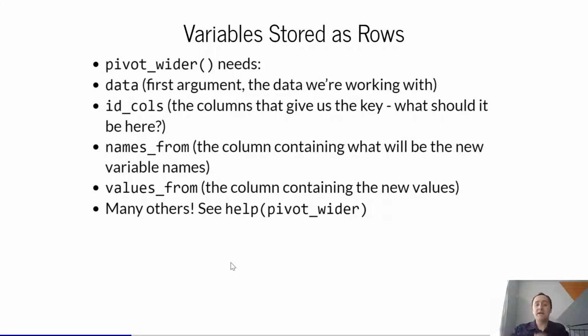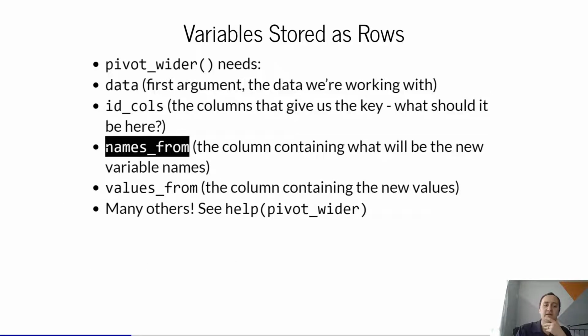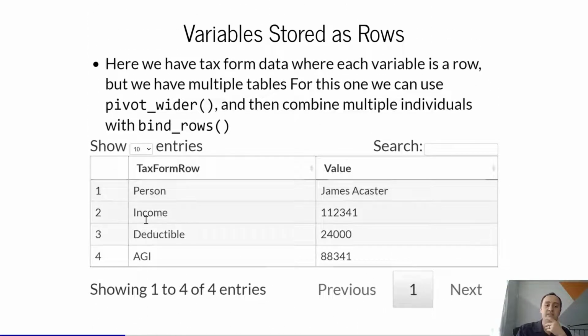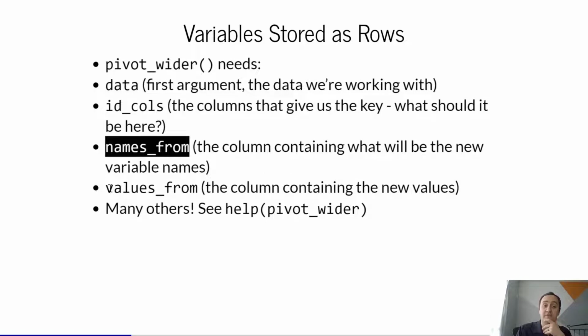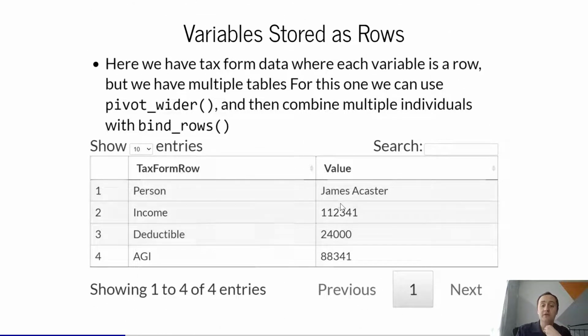So pivot wider needs the data, of course. It needs the ID columns. These are the columns that give us the key, basically, what is the variable that's going to be the key variable that we're looking for. Names from: what column contains the names of the variables that we're creating. So in this case, we want these to be the names of our new variables. And the values from: which column contains the values. Here are the values that we want to be in our data.